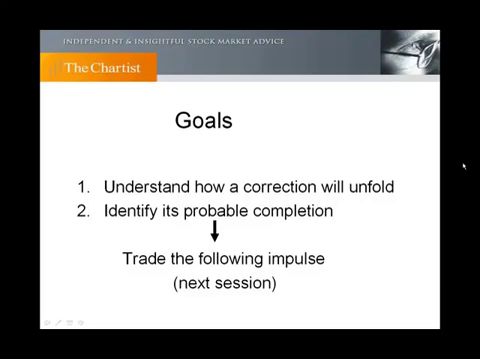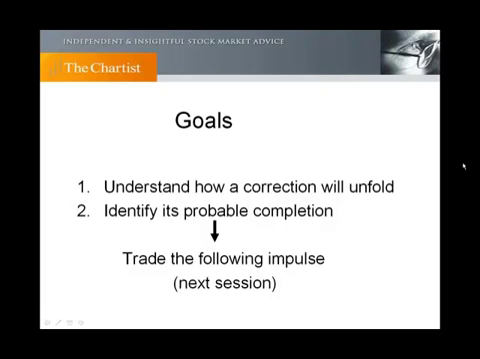its probable completion. And the reason why we're going to be focusing tonight on corrections is because with Elliott wave, the market basically goes correction, impulse, correction, impulse, correction, impulse. That's the way the market works. It does that on a fractal basis. That is, it does it on a very, very short-term time frame, literally intraday. It does it on a longer-term time frame, and it also does it on a macro time frame.